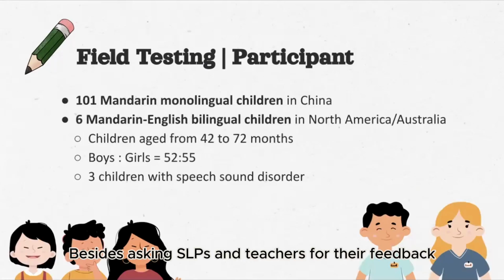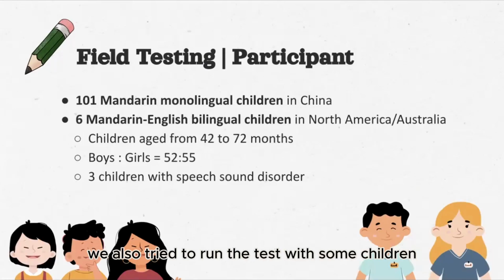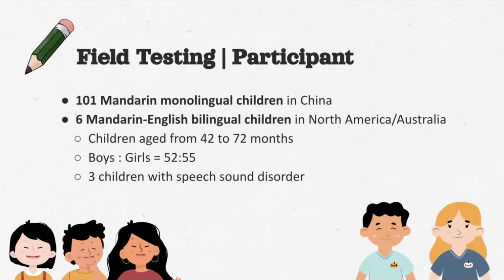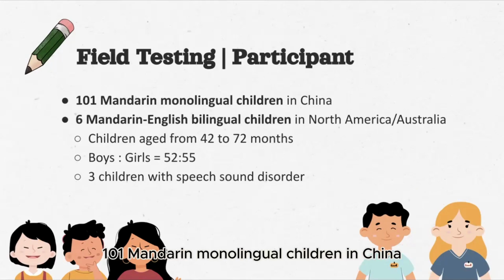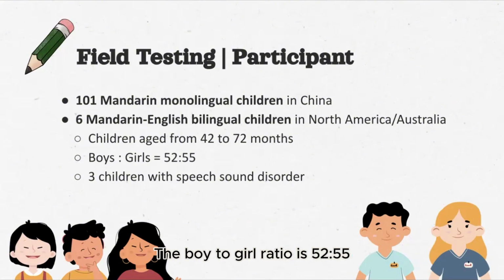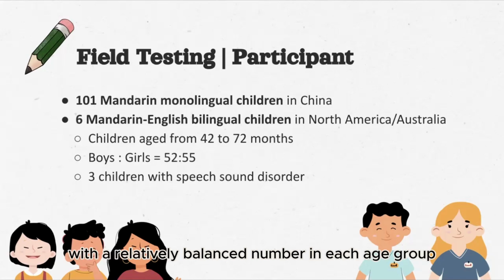Besides asking SLPs and teachers for their feedback, we also ran the test with some children. Speech data has been collected from 101 Mandarin monolingual children in China and 6 Mandarin-English bilingual children in North America and Australia. The children were aged from 42 to 72 months. The boy-to-girl ratio is 50 to 55, with a relatively balanced number in each age group.